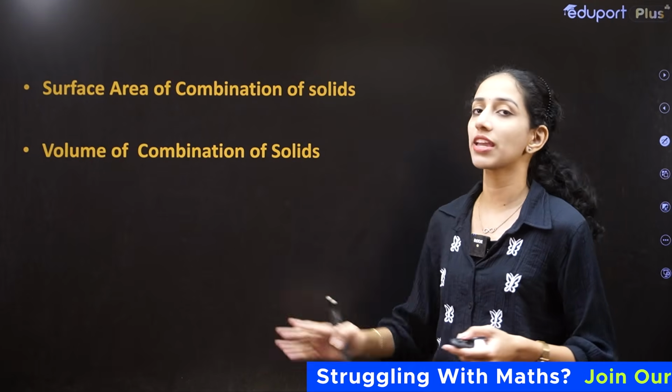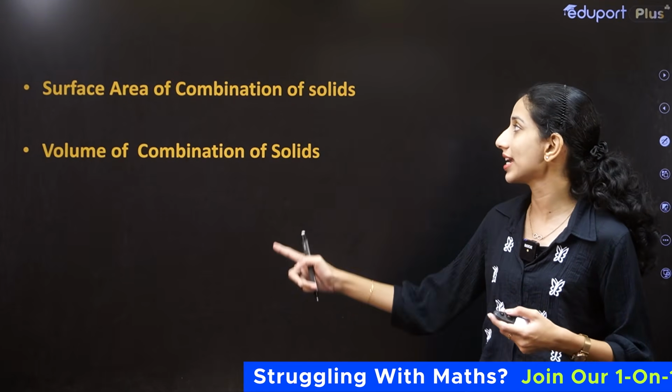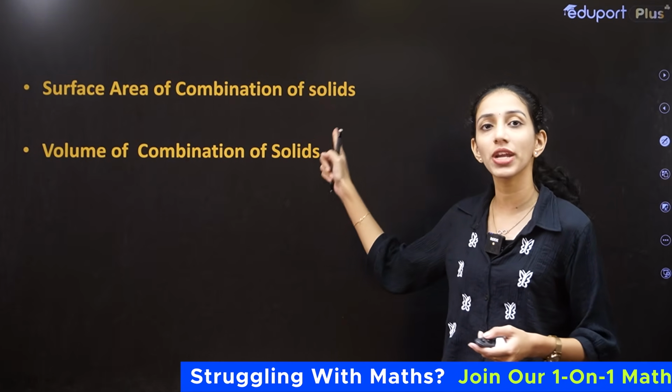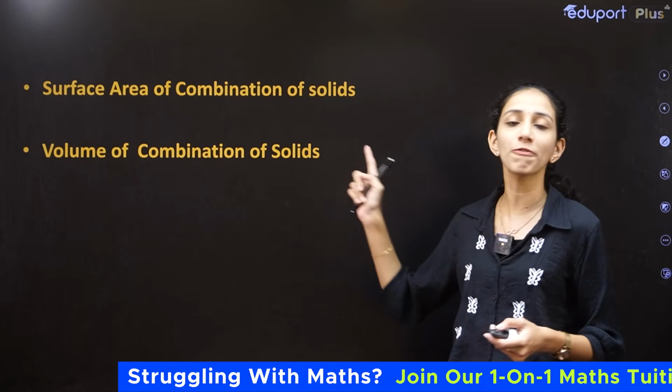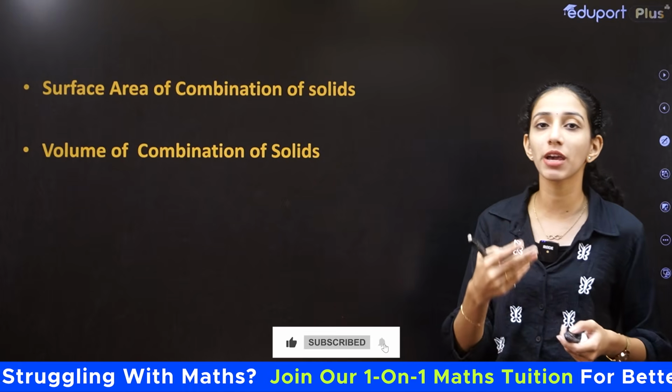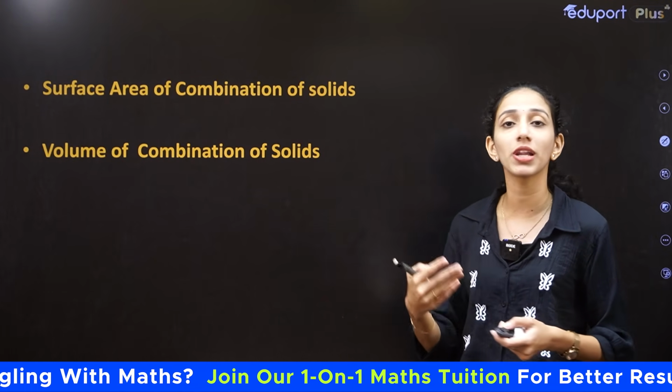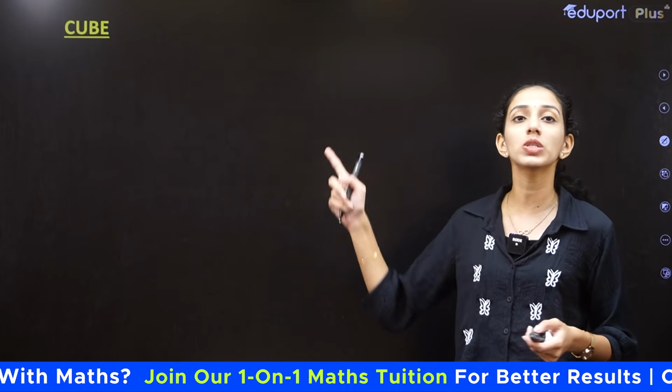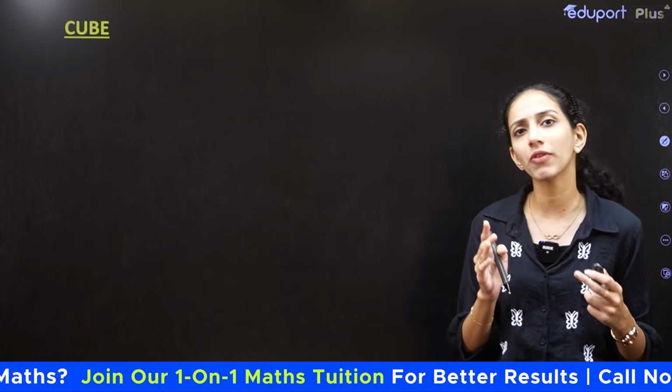In this chapter we are mainly discussing the surface area of a combination of solids and the volume of a combination of solids. First, let us become familiar with our solids. Which are the different types of solids? We are already familiar with them from earlier classes. The first one is the cube.